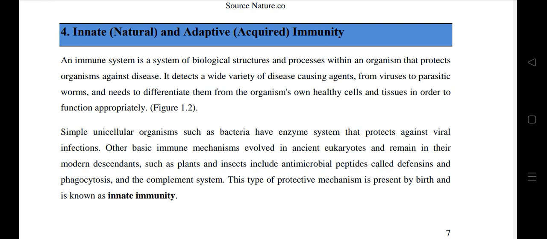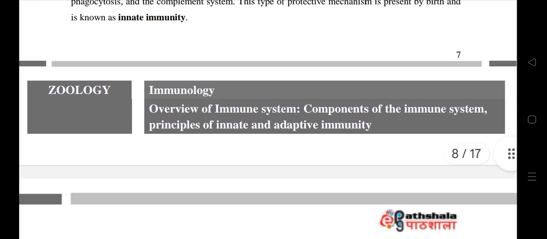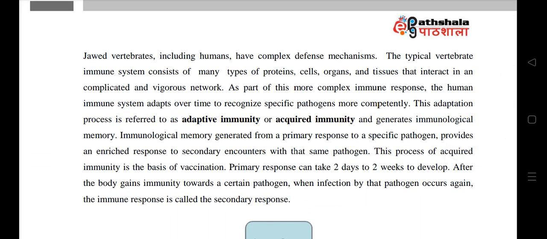This type of protective mechanism is present from birth and is known as innate immunity. Jawed vertebrates, including humans, have complex defense mechanisms. The typical vertebrate immune system consists of many types of proteins, cells, organs, and tissues that interact in a complicated and vigorous network. As part of this more complex network response, the human immune system adapted over time to recognize specific pathogens more competently. This adaptation process is referred to as adaptive immunity or acquired immunity and generates immunological memory. Immunological memory generated from a primary response to a specific pathogen provides an enhanced response to secondary encounters with that same pathogen.